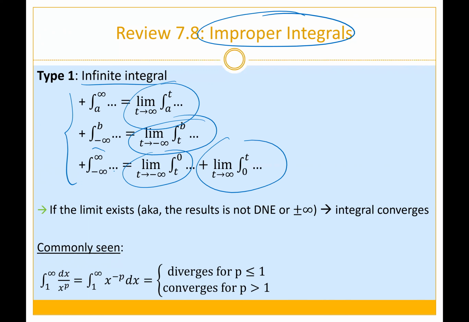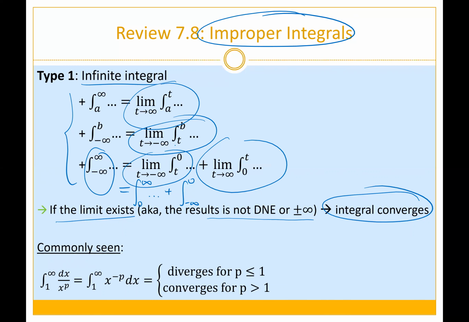And if you have both of them, you're going to rewrite in two steps. The first thing is that you split it into from 0 to infinity and negative infinity to 0, and then you apply that. Now, if the limit exists, meaning the result is not DNE or plus or minus infinity, then your integral converges.